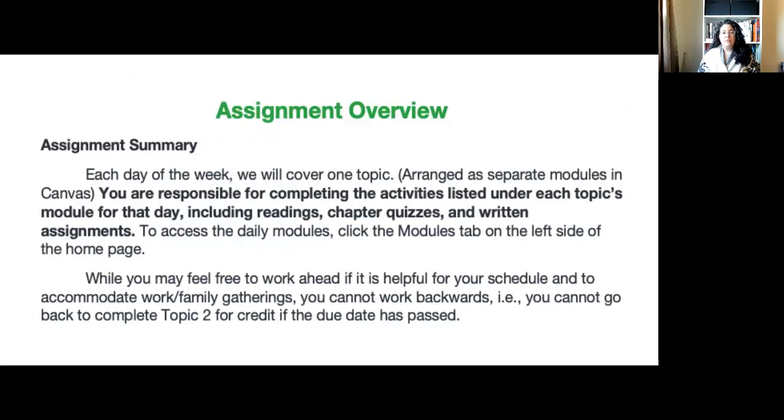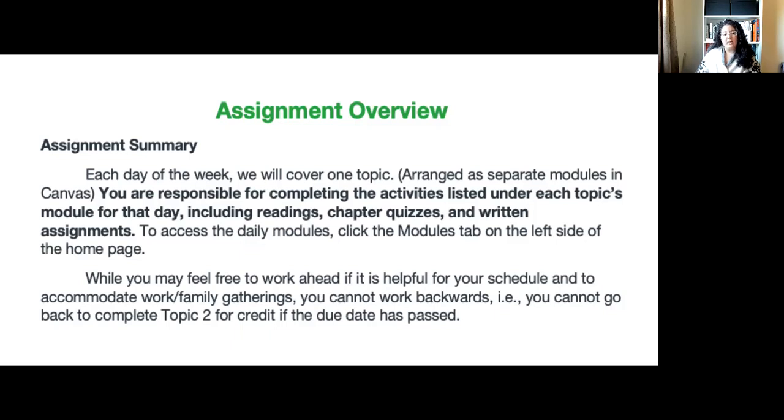And we'll just go through the assignments, and this is basically the structure of the class. Each day of the week, meaning Monday through Friday, we're going to cover one topic in the course. They're all arranged as separate modules. There's 14 topics in total. You are responsible for completing all of the activities listed under each topic's module, and that includes the readings, the lecture videos, the chapter quizzes, if there are written assignments, anything along those lines.